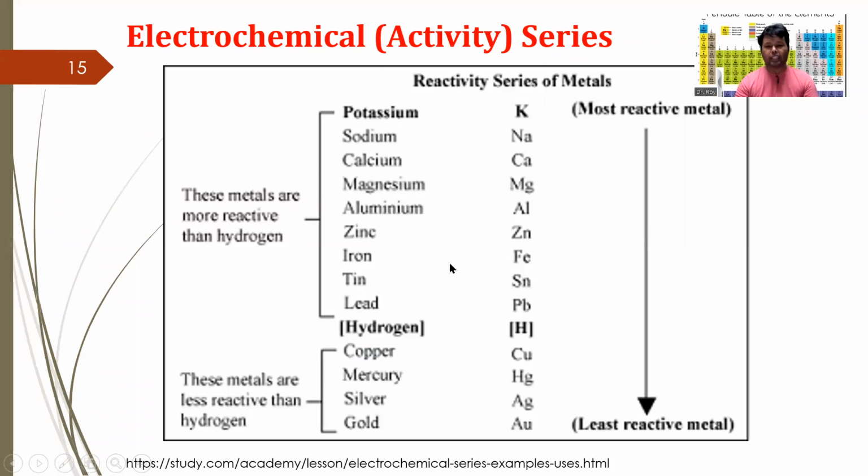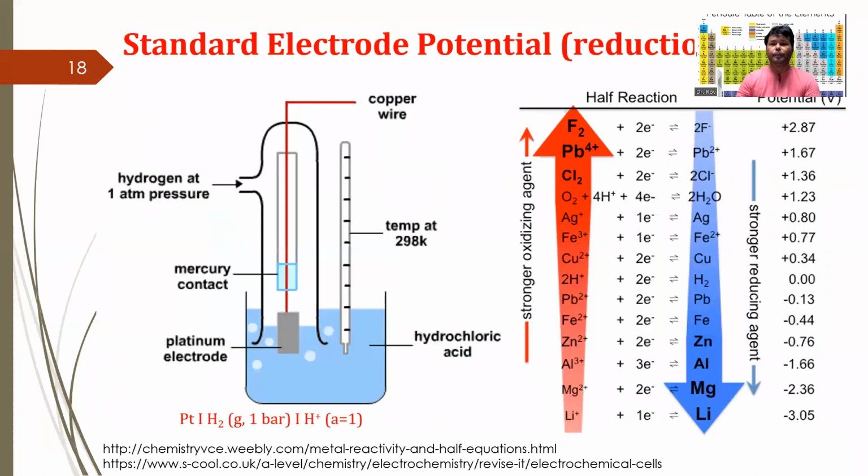Considered this way, the oxidation potential for this one would be the maximum and the reduction potential for potassium would be minimum. You can see here lithium, we don't have potassium here. In the case of lithium and magnesium, the standard electrode potential is negative. Fluorine has the maximum reduction potential. Lead, chlorine, oxygen, all of these have a higher position in the reduction potential.